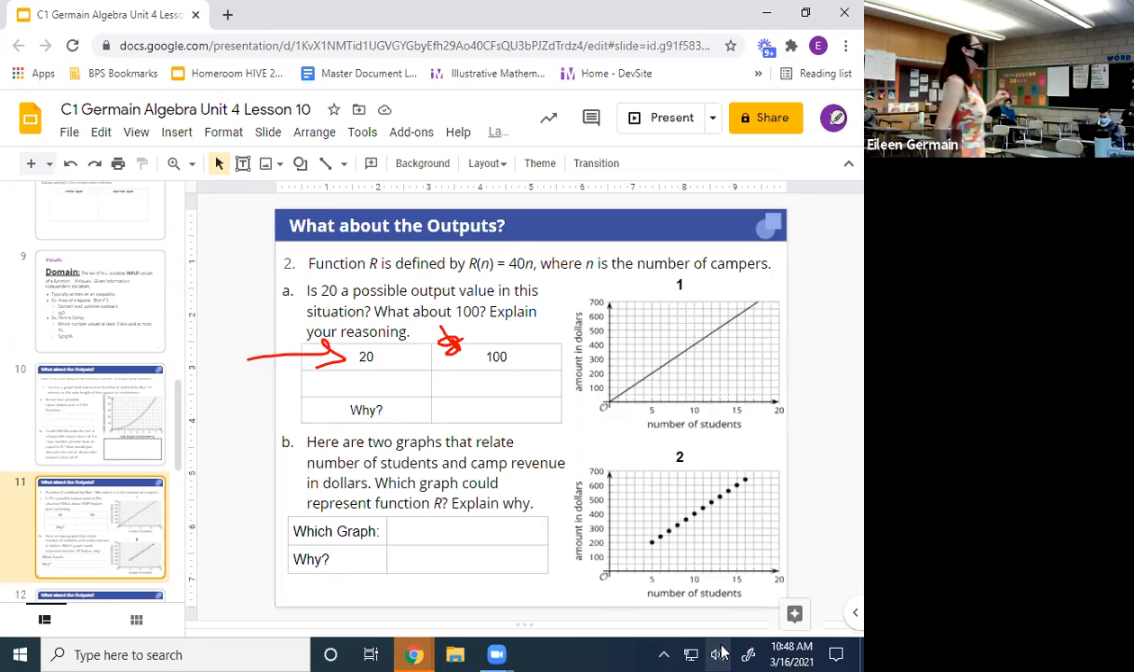Think about those values we said that worked for our inputs. We had a modifier on there for our inputs.